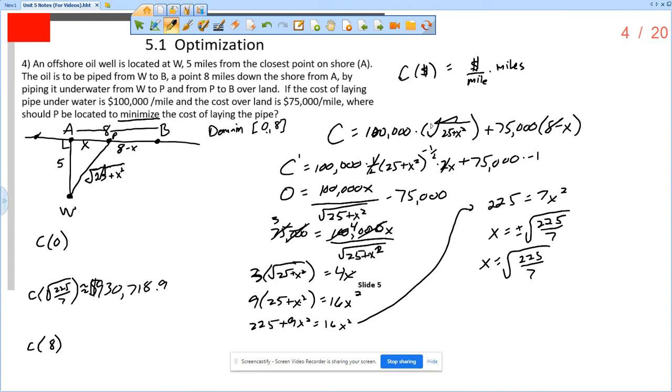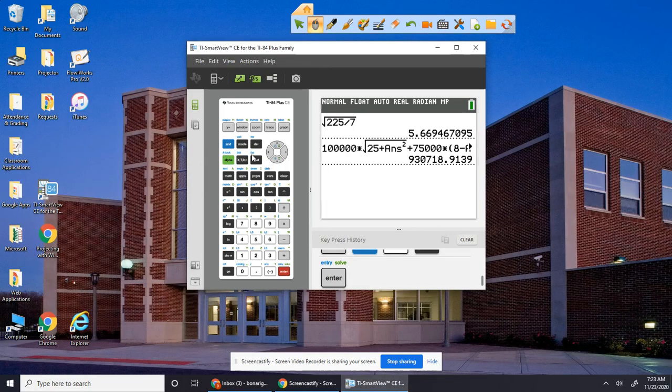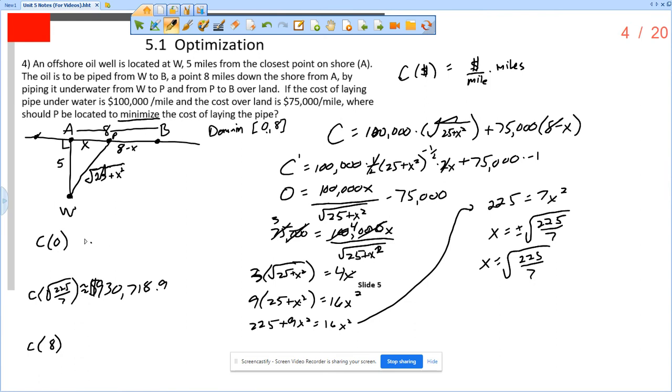All right, what about the cost of 0? So now I'm plugging in 0. What is the cost of 0? It's 100,000 times the square root of 25 plus 0 squared, plus 75,000 times 8 minus 0. All right, so I get that. So that is $1,100,000. So that is obviously more.